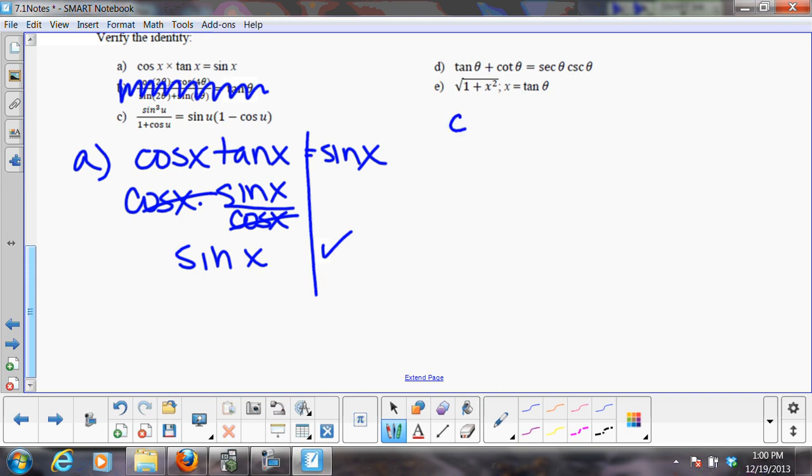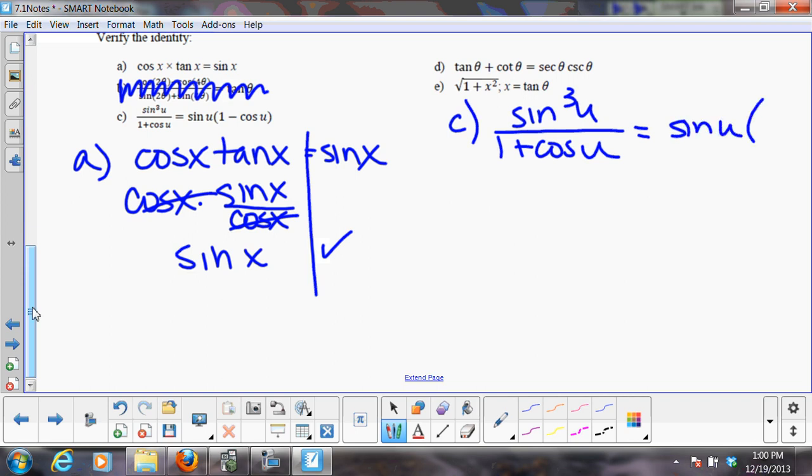Moving on to C. We have sine cubed u over 1 plus cosine u equal to sine u times (1 minus cosine u). Looking at the two, fractions are definitely the harder side. So I'm going to take sine cubed u. The bottom's already a cosine, so if there's some way I can change a sine into a cosine, I want to do that. I can't change a sine to the third, but I can change a sine squared.